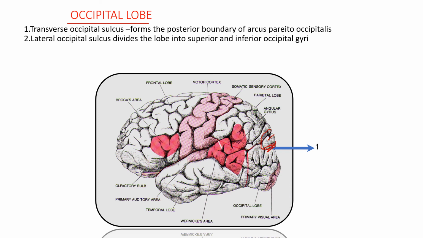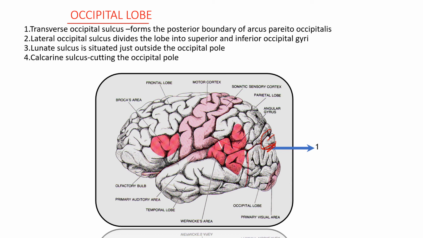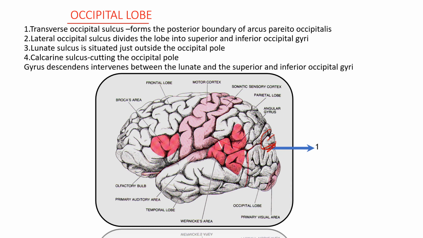The lateral occipital sulcus divides the lobe into superior and inferior occipital gyri. The lunate sulcus is situated just opposite the occipital pole. We will see the labels, then you can understand. Yes, that is the lateral occipital sulcus dividing the lobe into superior and inferior occipital gyri. That is the lunate sulcus, situated like a lunate shape just outside the occipital pole.